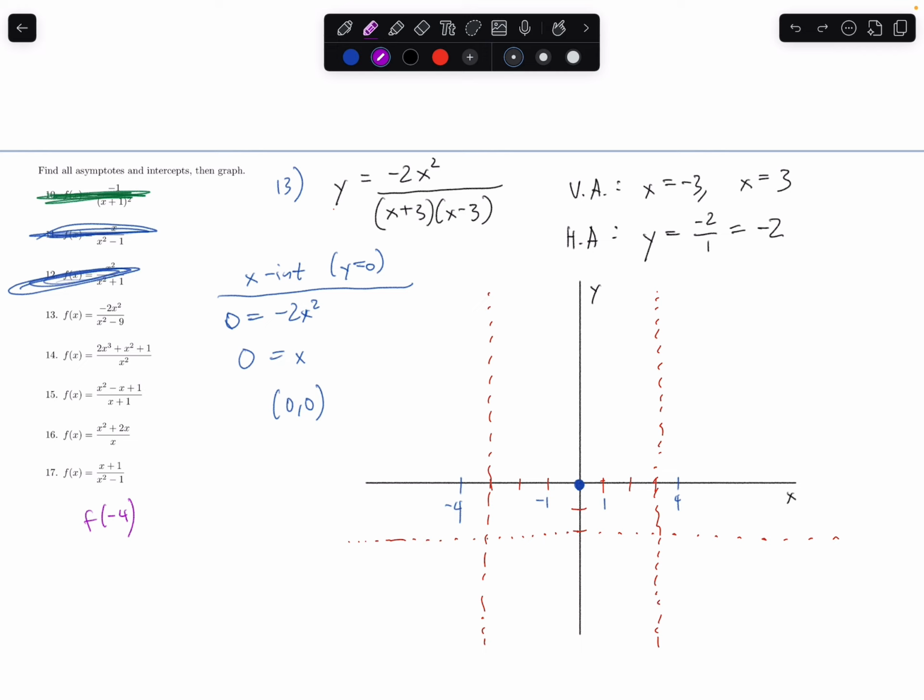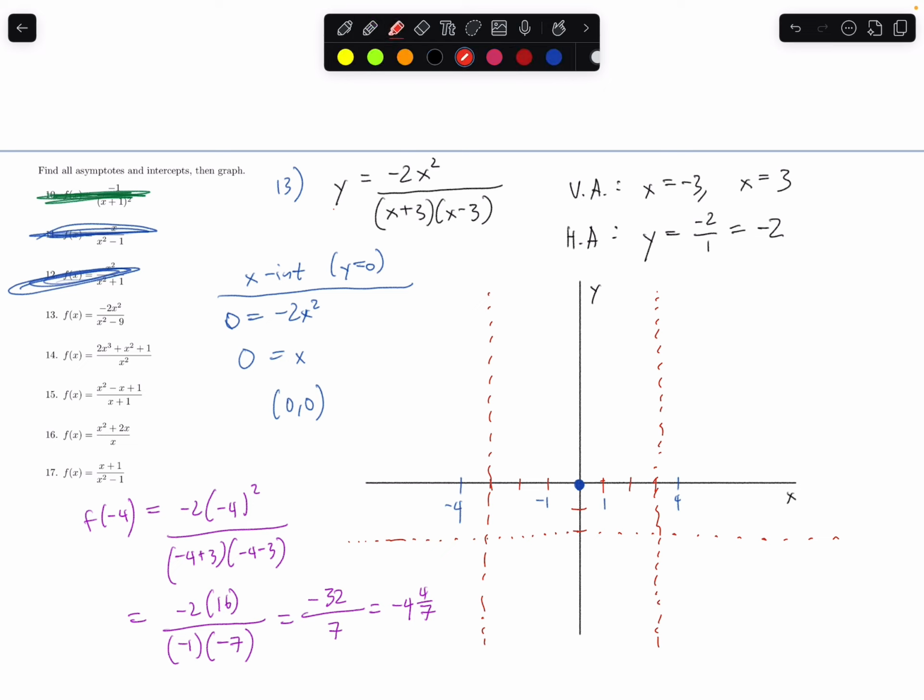Okay, f of negative 4, that would be negative 2, negative 4 squared over negative 4 plus 3, negative 4 minus 3. Okay, that's negative 2 on the top times 4 squared is 16. The bottom, negative 4 plus 3 is negative 1. Negative 4 minus 3 is negative 7. Which is negative 32 on the top. The bottom is positive 7. So this is looking like negative 32 over 7. 7 goes into 32 4 times. So negative 4 and 4/7. Okay, so anyways, it's negative 4 and change, right?